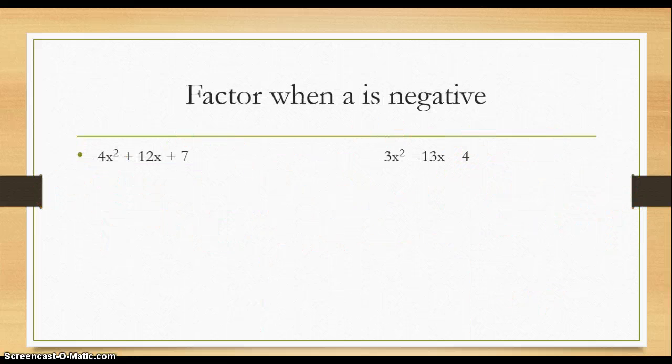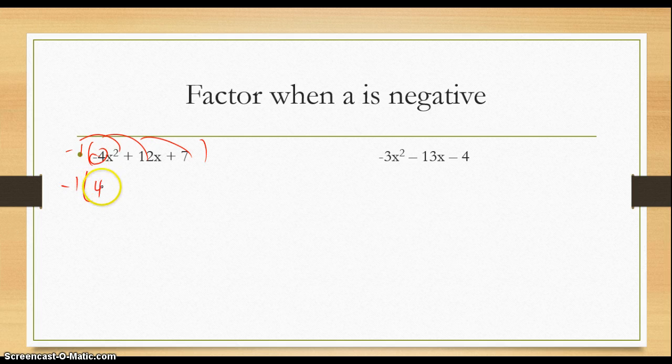The main thing is, can you get your middle term out? So, factor when A is negative. Well, the first main rule is A cannot be negative. So we have to think about how we can get A to be positive, and we're going to multiply it by -1. So when you multiply by -1, you're multiplying everything by -1.